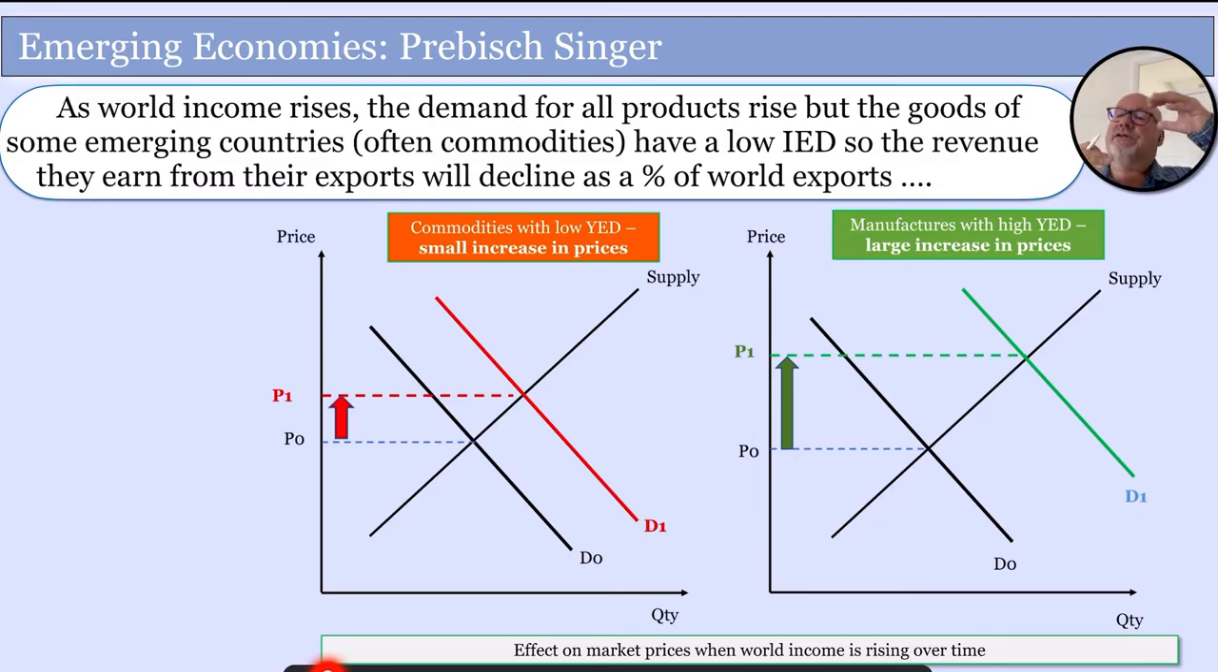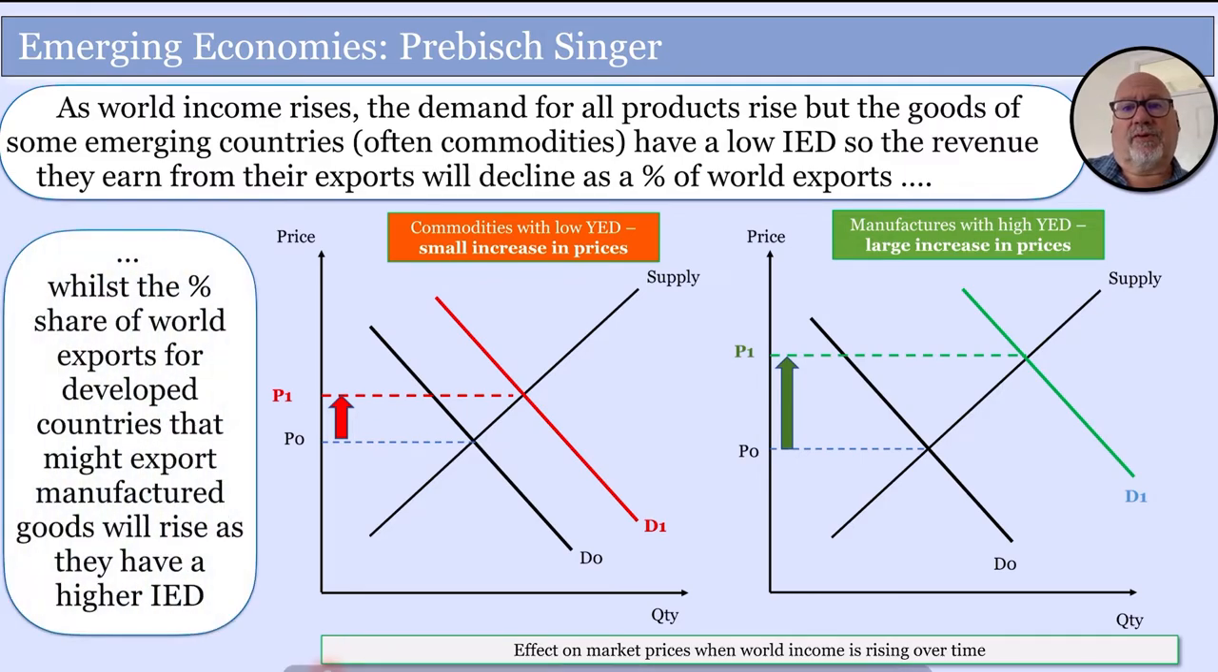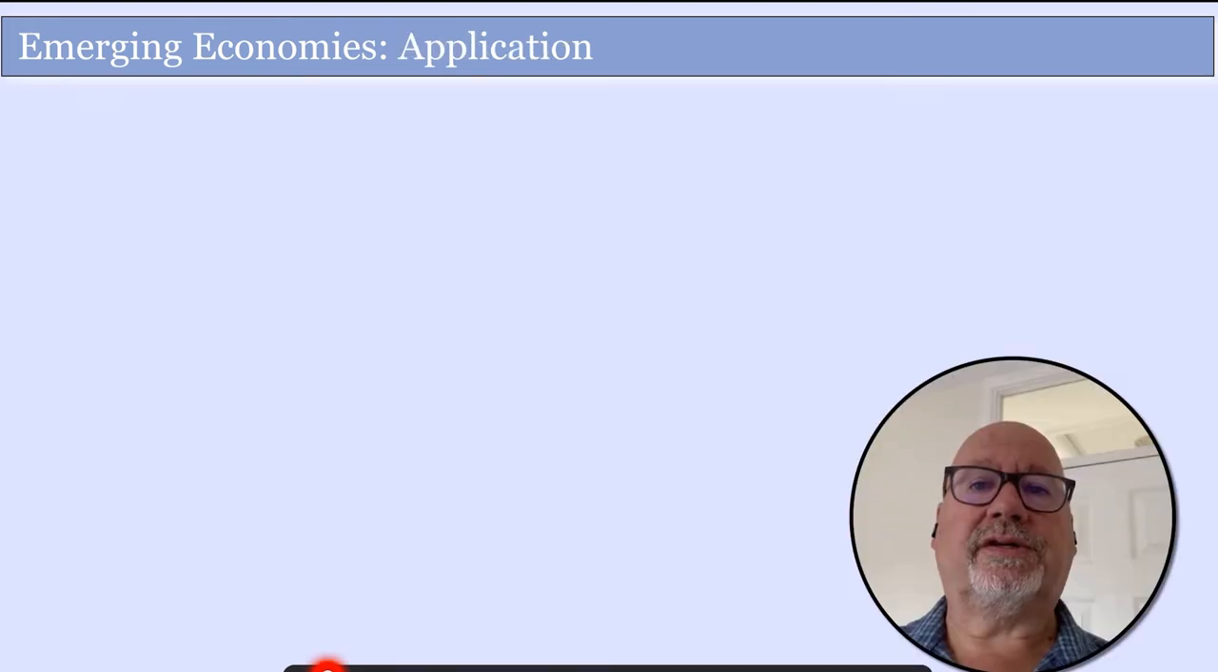And so as a percentage, they're going to get smaller, which is good evaluation, if you like, of emerging economies getting greater market share. This is suggesting that emerging economies, because of this problem, might not. And the percentage share of world exports for developed countries, those who have gone through the emerging phase, they might start to export manufactured goods, and so their world percentage market share is going to rise. So hopefully that's a good evaluation of emerging economies for you.